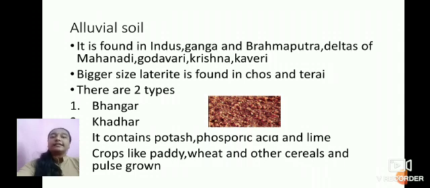This soil contains potassium, phosphoric acid and lime. Using this soil, you can grow crops like paddy, wheat, and other cereals and pulses. And this is a very fertile soil. Therefore, wherever you see this soil, more agriculture will be done and more population will be there. If the soil is found in dry regions, a proper irrigation facility will be necessary for agriculture.